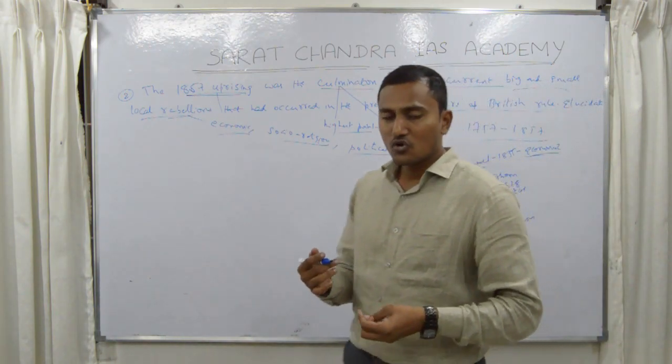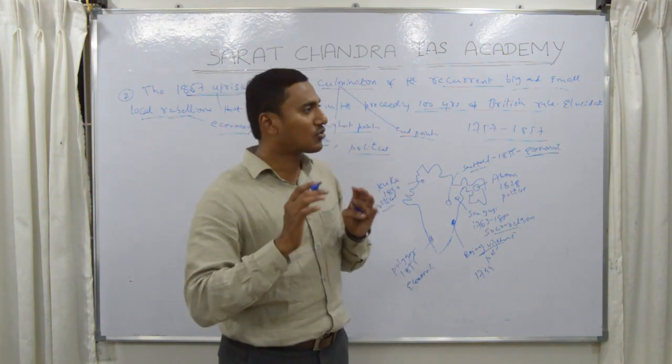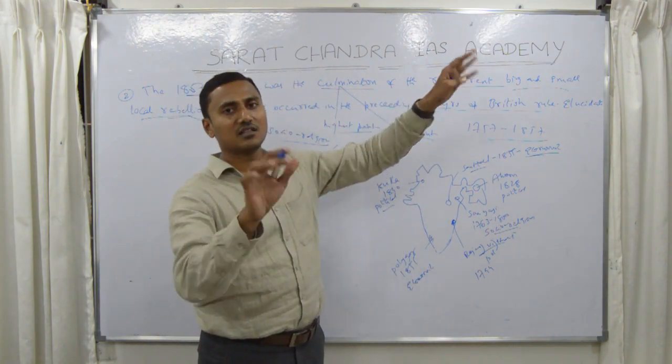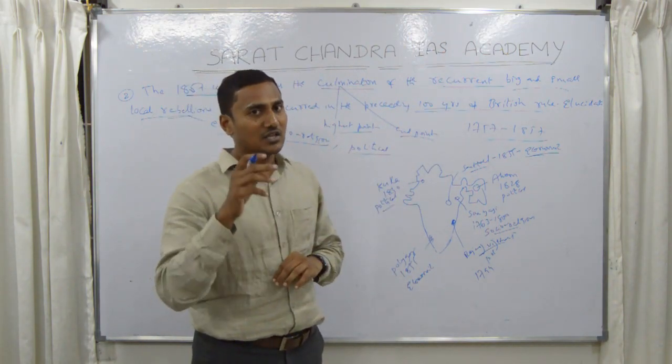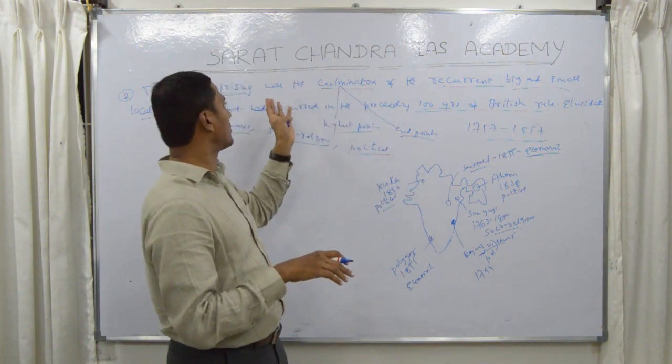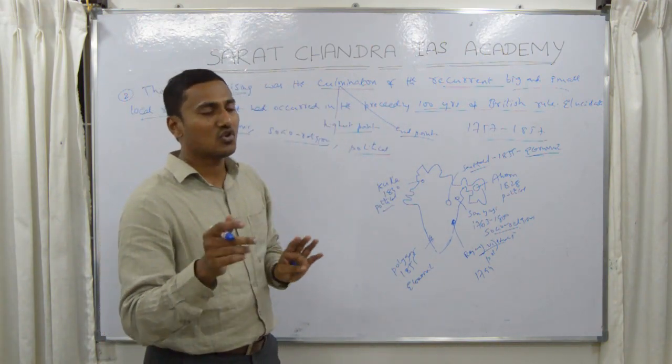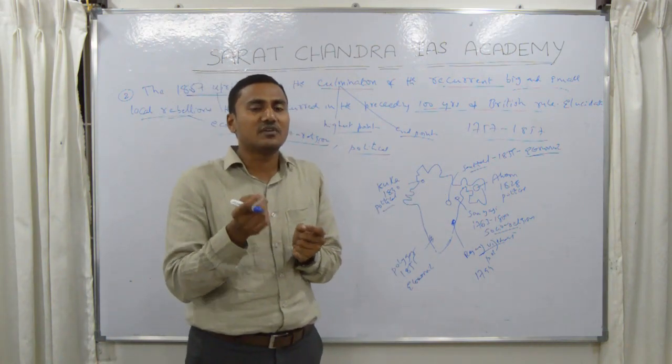Now, do not spend much time on that, because the question is not about discussing all the rebellions in India. The question is about how 1857 is the culminating factor of these rebellions. So these things you have to mention briefly in 1 or 2 lines.